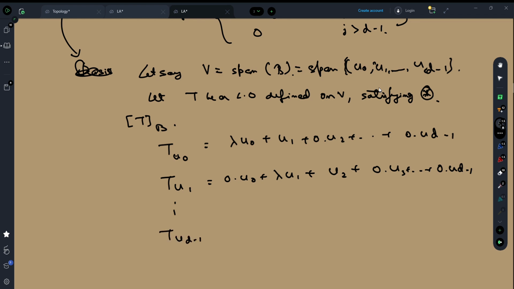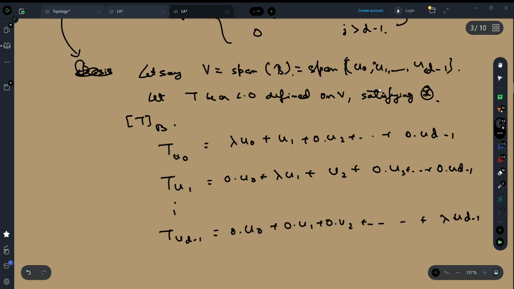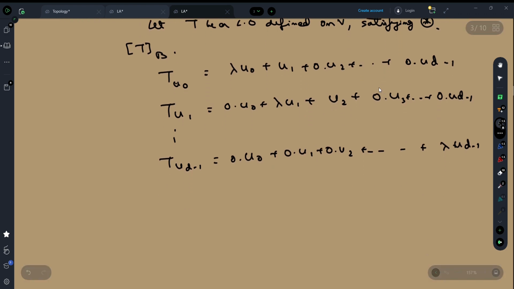If we continue, what is T u_{d-1}? So T u_{d-1} is lambda times u_{d-1} and all the other elements: 0 times u0 plus 0 times u1 plus 0 times u2 and so on, right? Now we know how we form matrices out of the images of the basis elements. So for the matrix of T, we just arrange the coefficients column wise, right? So the matrix of T with respect to B, how does it look?